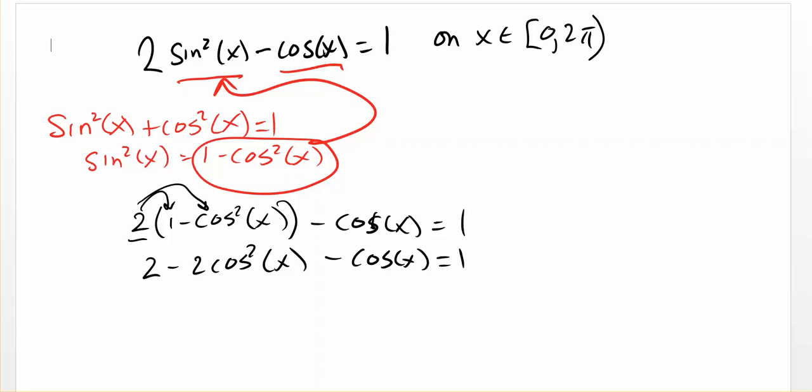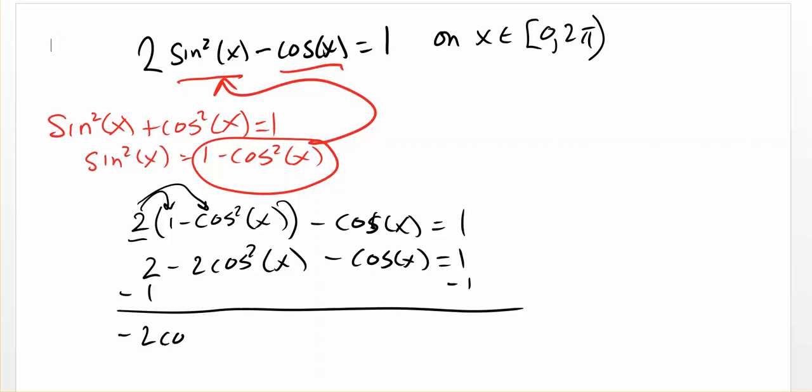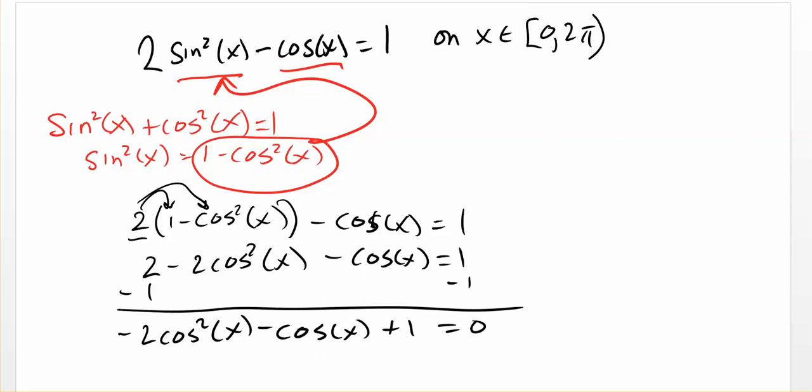Setting this equal to 0 now, we would subtract 1 from both sides, and we get a negative 2 cosine squared of x minus cosine of x plus 1 is equal to 0. I just reorganized it so that I could have my quadratic term first, my linear term second, and my constant term third. So that if I wanted to use the quadratic formula, I could. But first I want to see if this will factor.